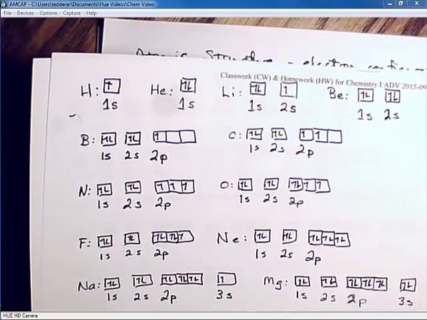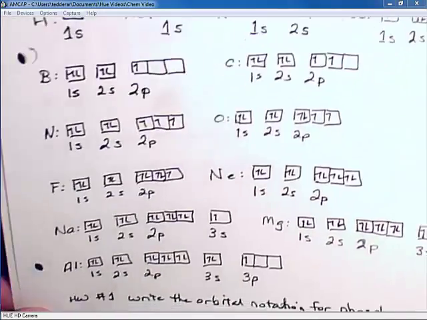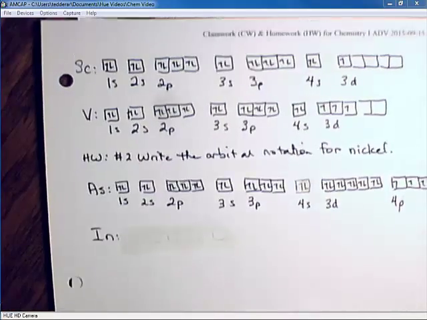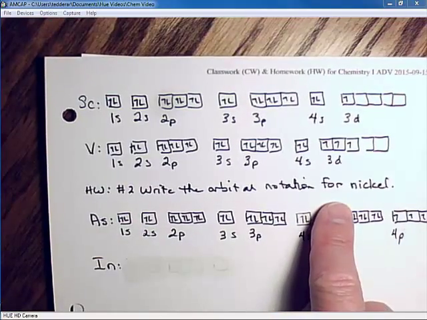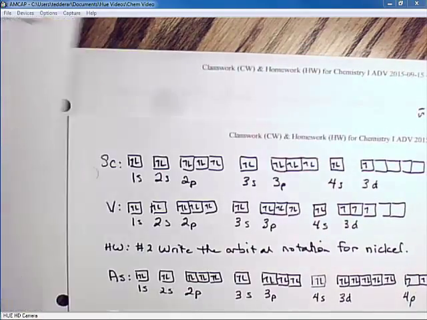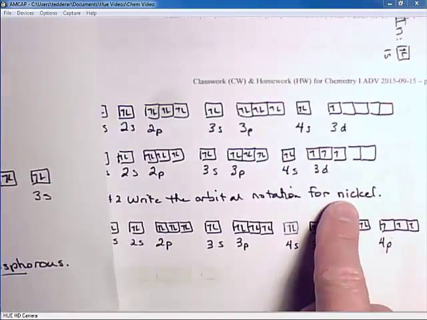And so when we did the orbital notations, they looked like this. And so I gave you 2 homework problems. That's what we're going to look at now. Homework problem number 1 was for orbital notation for phosphorus, and the other one was for orbital notation for nickel. So if you'll get those out, we will go over those now. Phosphorus and nickel.